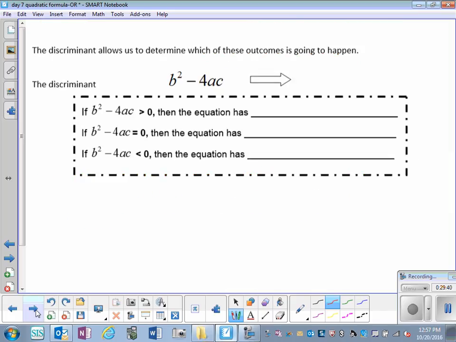Okay. So just by looking at the quadratic equation, Teddy, Will, don't fall asleep, Jose.